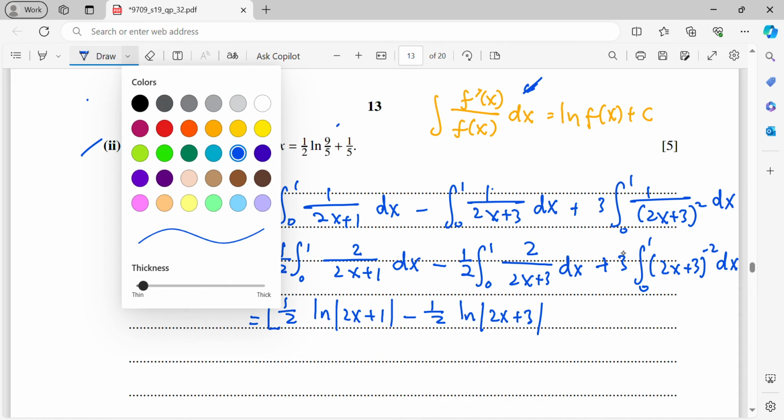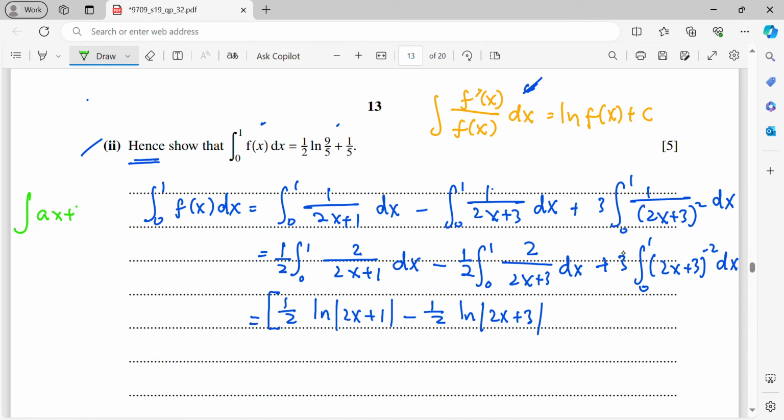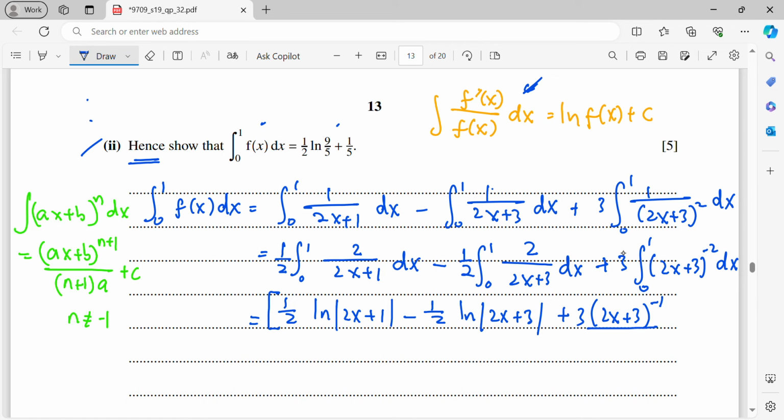Third term, I will be using this formula. Integrate (ax + b)^n dx. That is going to be (ax + b), the degree now becomes n + 1, over n + 1, and when you differentiate ax + b, that is a, followed by plus c. This formula is valid when n is not minus 1. That means now here I will be getting plus 3, copy the function. Instead of degree minus 2, you plus 1, so it becomes minus 1 over the new degree, and differentiate 2x + 3 is basically 2. And now limits 0 to 1.